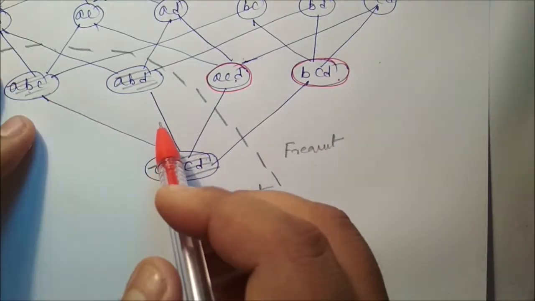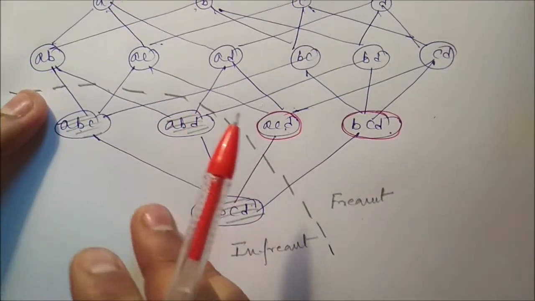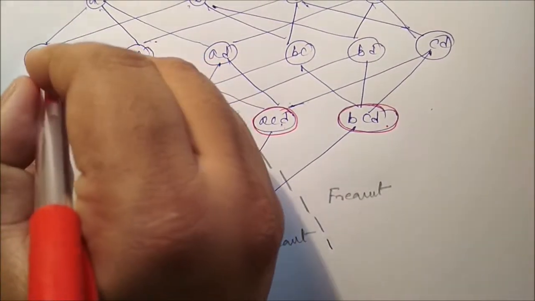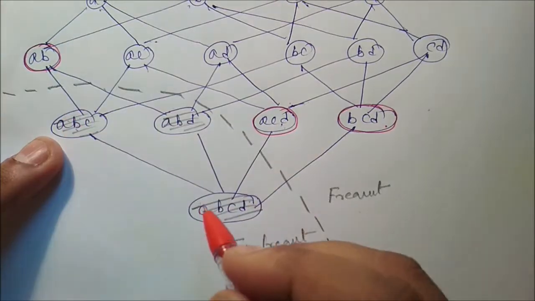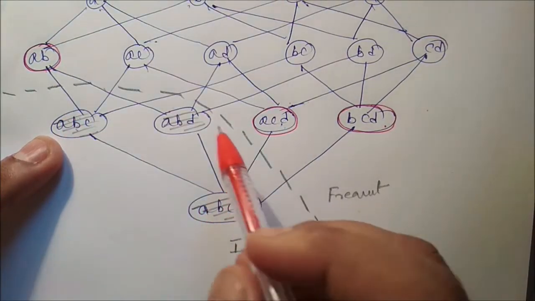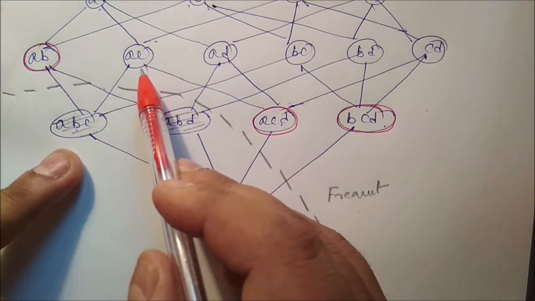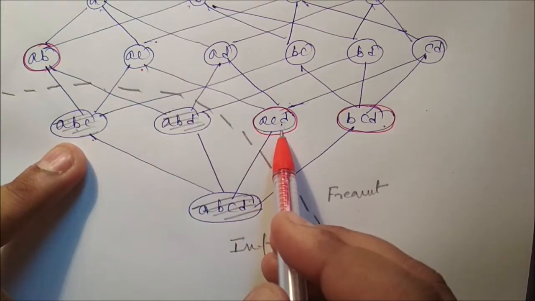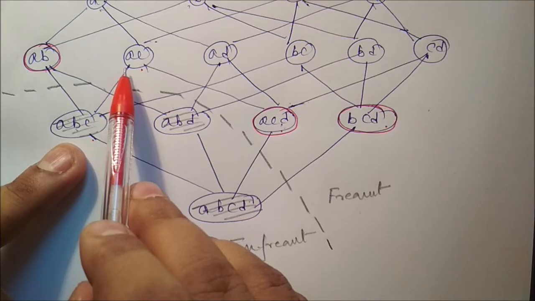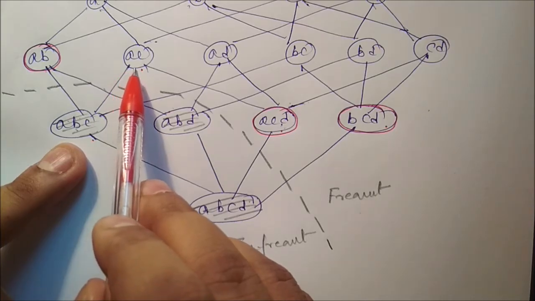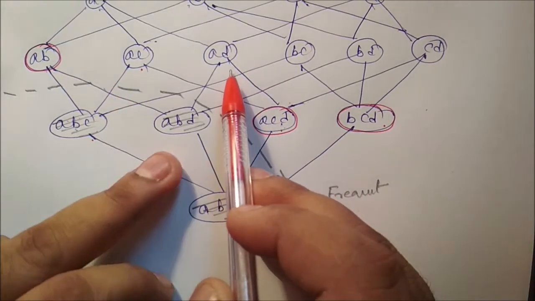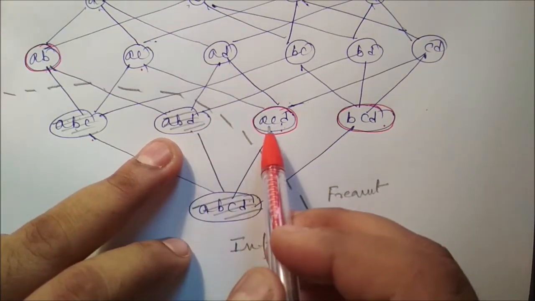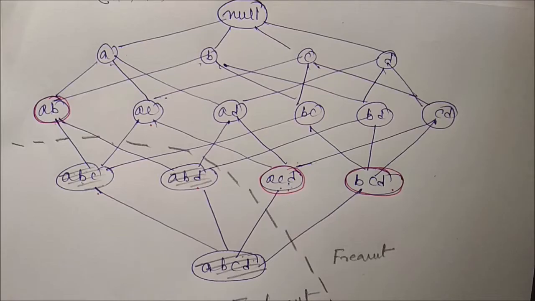Similarly, for AB, both the children are infrequent. We can say AB is our maximal frequent item set. But you can see AC is not a maximal frequent item set because one of its children is infrequent but another child is frequent. Similarly, AD is not a maximal frequent item set because one of its children is infrequent but another is frequent. So we can see another example.